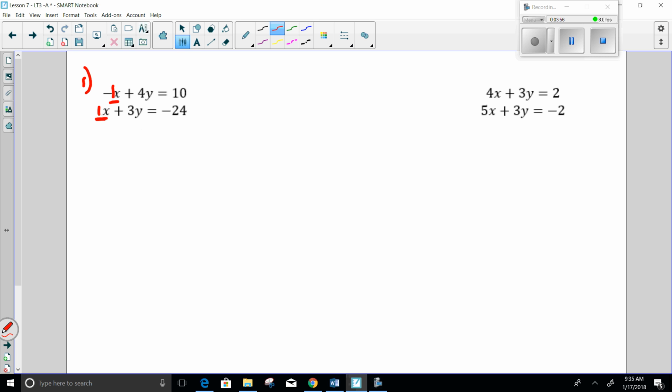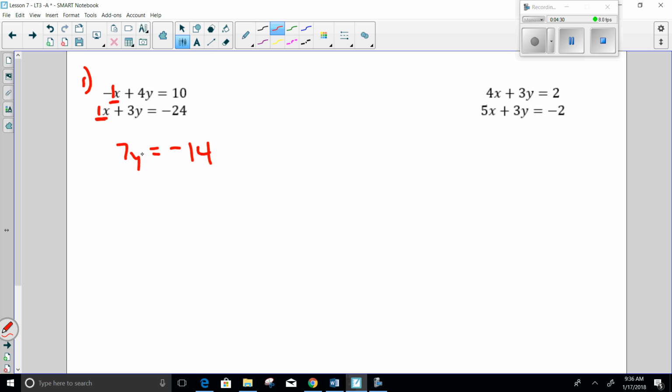Then step 3 says add the two equations together. So what we're going to do is combine like terms. -x plus 1x is 0. 4 plus 3 is 7y equals 10 minus 24 is -14. Notice what happens: -x plus x is 0. That's why we want them to be opposite. They're going to eliminate each other. Add the 4y and the 3y and you get 7y. Take the 10 and the -24, put them together and you get -14.